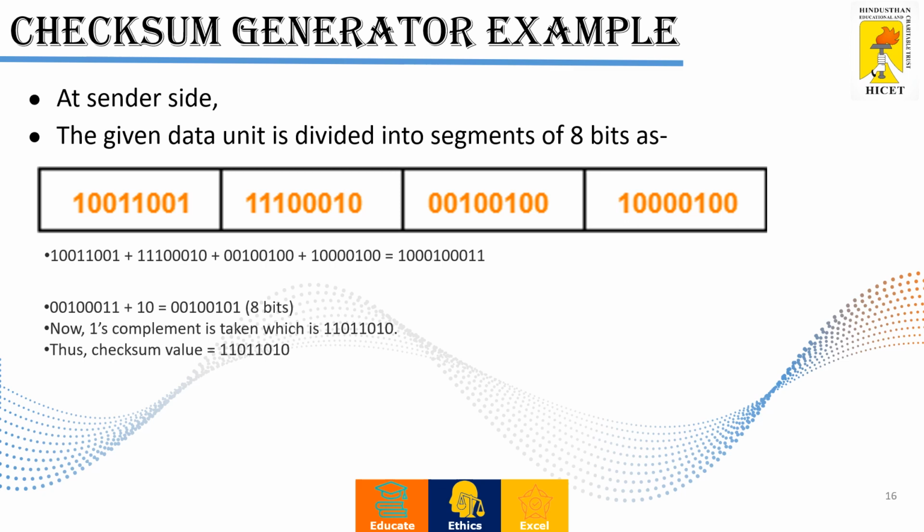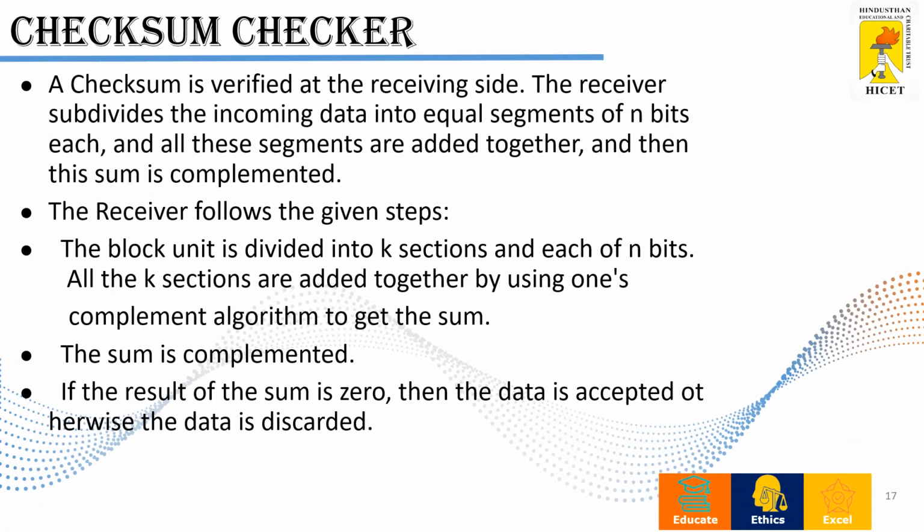In this particular data unit, the data is divided into four segments. All the segments are added together. After adding those segments, the sum is complemented. After complementing the sum, it is sent with the data. That is, the data along with the checksum value is transmitted from the sender to the receiver by using the checksum generator. After that, the checksum checker verifies it at the receiving end.